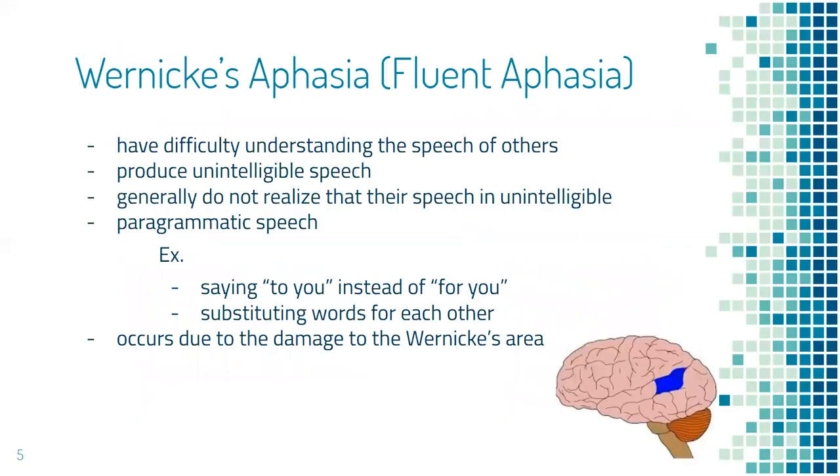People with Wernicke's aphasia, which is a type of fluent aphasia, have difficulty understanding the speech of others and produce unintelligible speech as stated before. They generally do not realize that their speech is unintelligible and are surprised when others are unable to understand them. They may have paragrammatic speech, which is basically when someone uses incorrect morphemes. For example, they may say "to you" instead of "for you", or they may substitute words for each other. This type of aphasia occurs due to damage to the Wernicke's area.